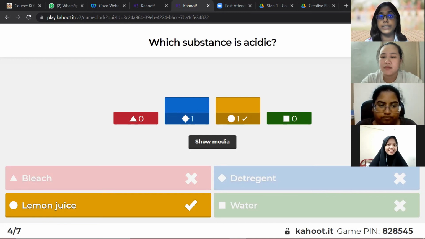So here, because they say acidic substance, so it's okay, Amber. Now I will read out the answer for you. Which of the substance is acidic? Bleach, lemon juice, detergent, or water? Lemon juice. Okay. So it's lemon juice because, as we know, lemon juice is acidic, detergent and bleach is alkaline, water is neutral. Okay. Let's try the next question.